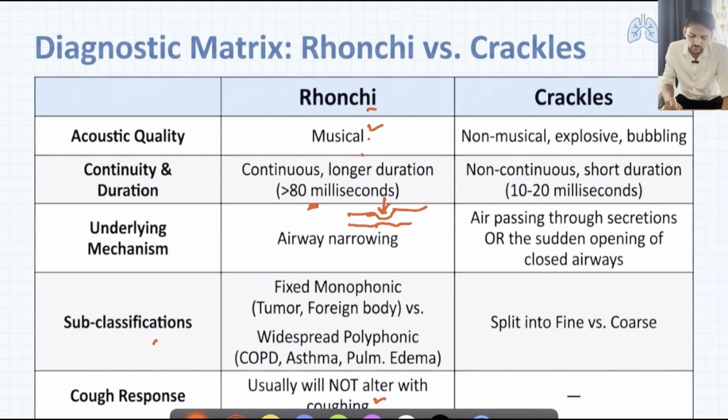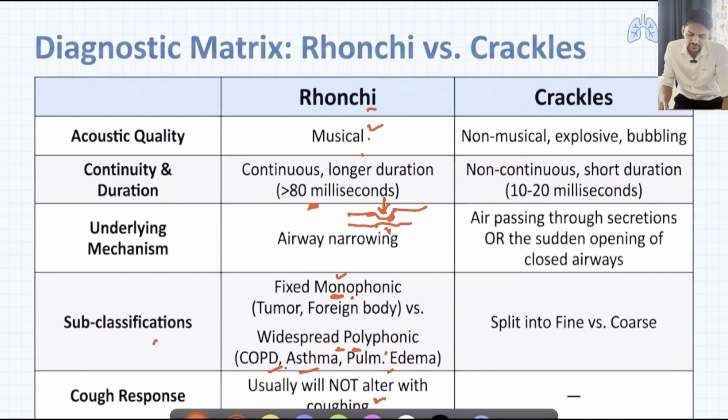And it is further subdivided into fixed monophonic and widespread polyphonic rhonchi. What does it mean? Monophonic, a single musical note will be heard at a fixed localized point. So when does it happen? If there is airway narrowing because of some compression by a tumor or foreign body obstruction, in that case, at only that particular point, we will be able to hear one type of musical note, that is called monophonic. Whereas if the airway narrowing is widespread and diffuse, we might hear multiple musical notes, that is polyphonic rhonchi, commonly seen in COPD, asthma cases, even pulmonary edema.